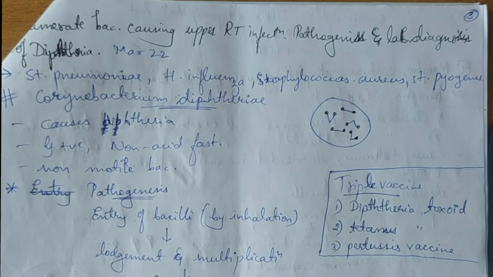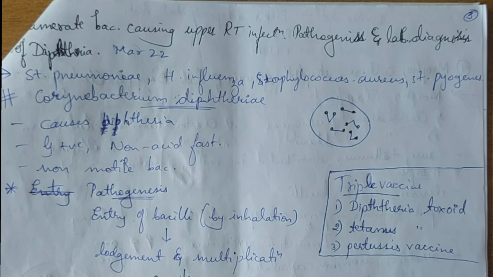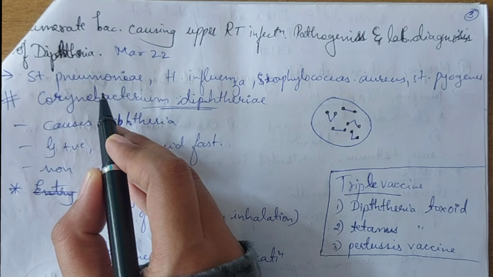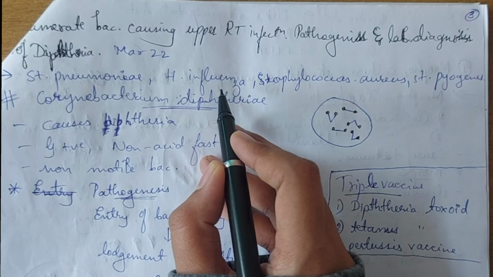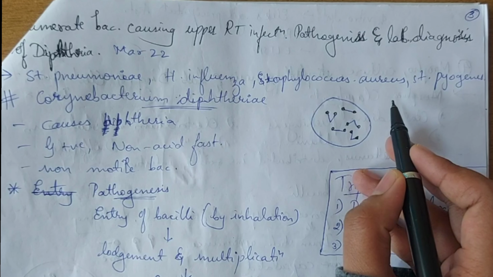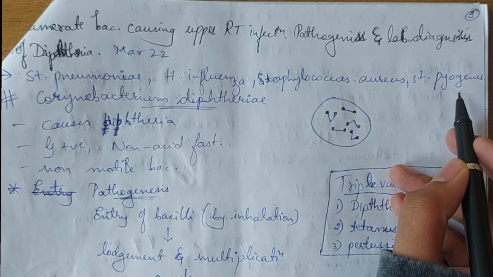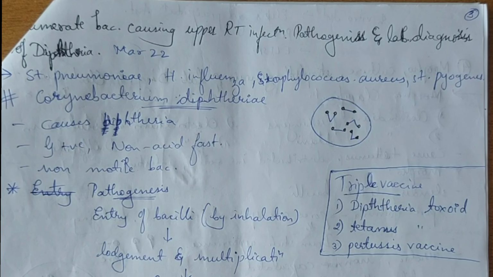Today I will explain Corynebacterium diphtheriae and the bacteria causing upper respiratory tract infection. The bacteria that cause upper respiratory tract infections are Streptococcus pneumoniae, Haemophilus influenzae, Staphylococcus aureus and Streptococcus pyogenes. These are the bacteria that cause the upper respiratory tract infection.